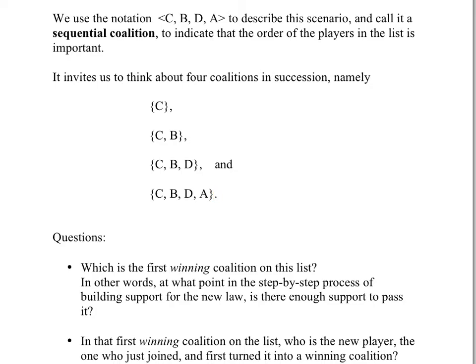Somewhere along the way, in this process of building up from one supporter to unanimous support, we went from not having enough support to pass the law to having enough support. Somewhere along the way, a winning coalition appeared on this list for the first time. So maybe C is a dictator. Maybe C by himself, herself, is already a winning coalition.